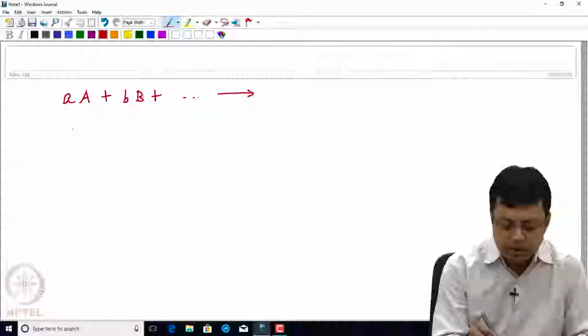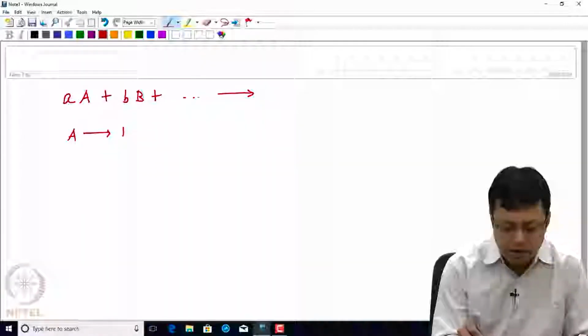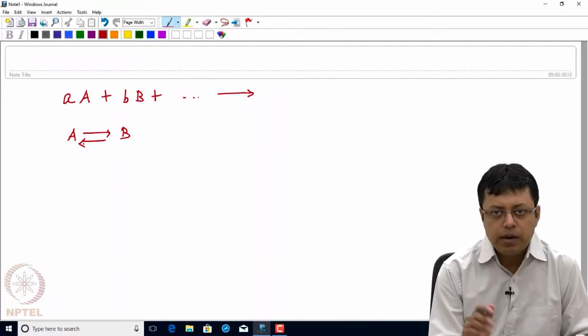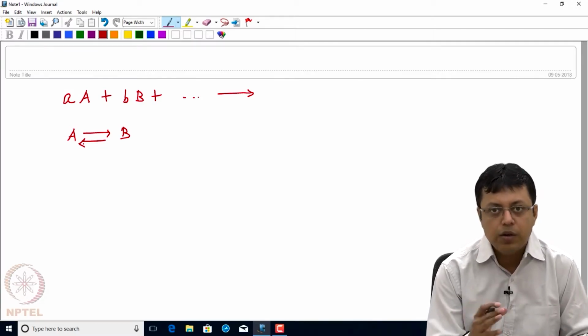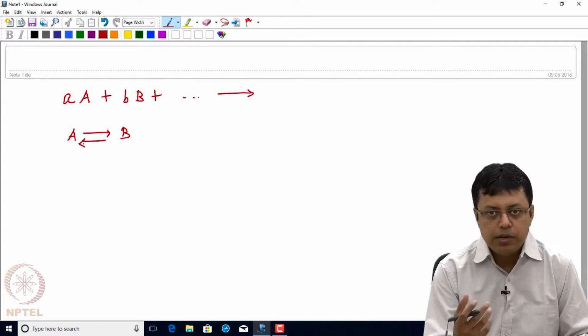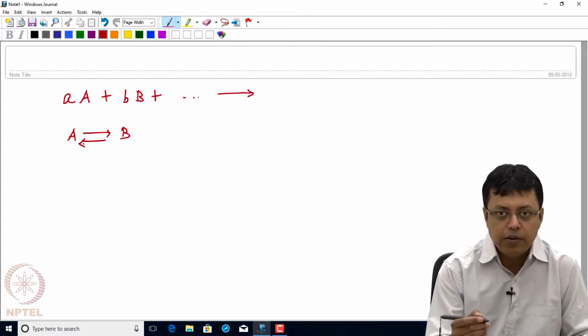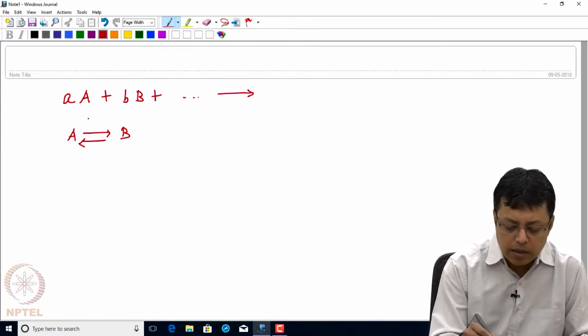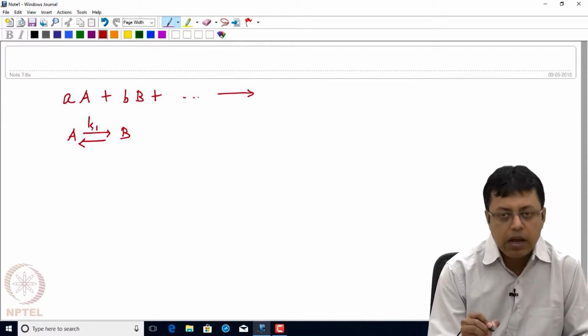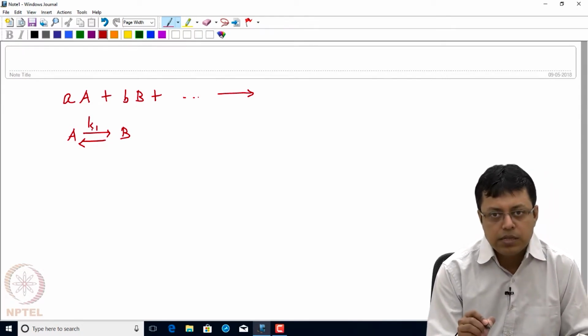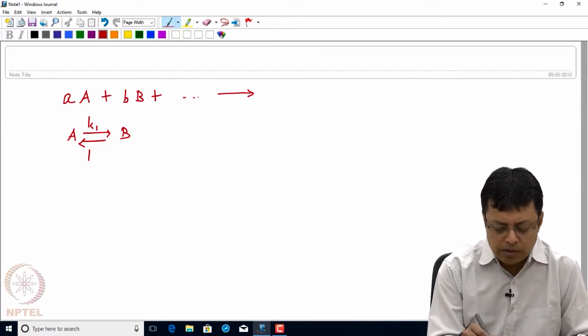Now let me start with a very simple example. Suppose A is going to B and B is also giving back A, and the stoichiometry we are just taking here to be 1:1 to avoid complications. It's not too complicated because you can always absorb the stoichiometry into your rate constant and redefine a new rate constant. Now suppose for the forward reaction the rate constant is K1. For the reverse reaction I'm writing it as K minus 1.